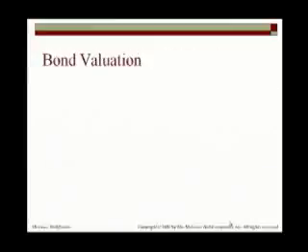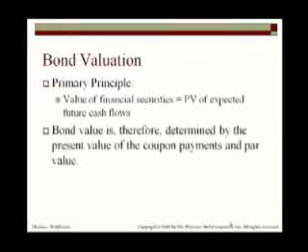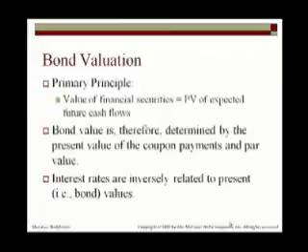So the primary principle of a bond is essentially a stream of cash flows, and its value is the present value of its expected future cash flows. It's determined by the present value of an annuity in the form of coupon payments and the present value of a future lump sum called the par value. And in general, bond prices move down as interest rates move up and vice versa.